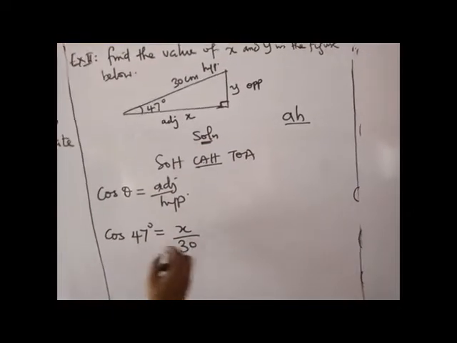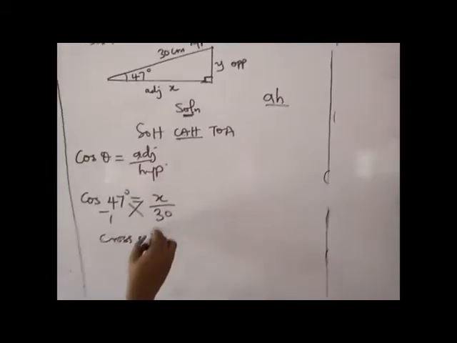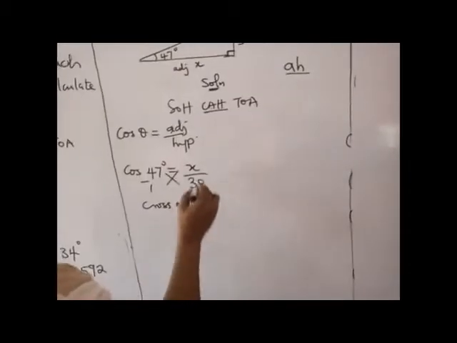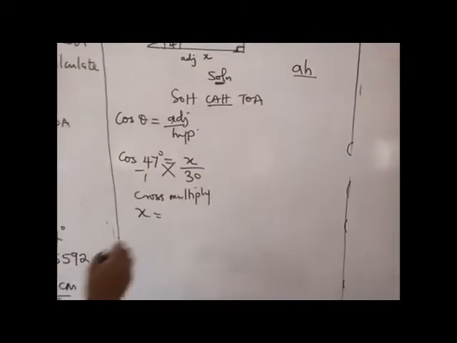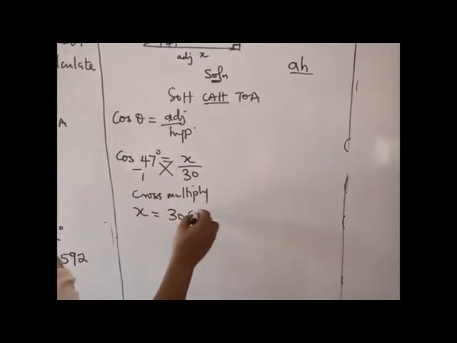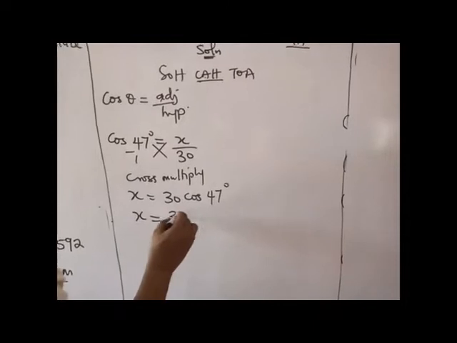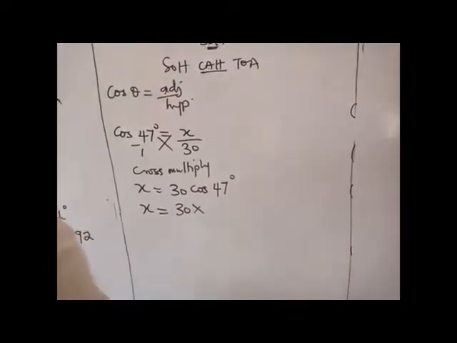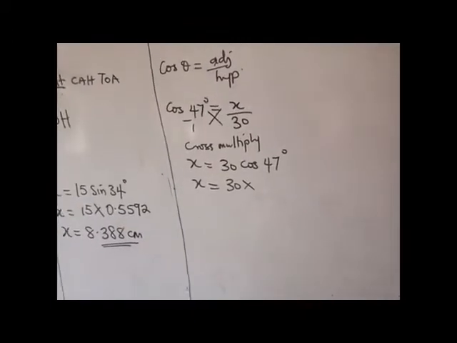What do we do? Cross multiply. We have x times one gives us x equals 30 times cos 47 degrees. So x will give us 30 times cos 47 degrees. The same thing, we have to go back to our cosines of angles.